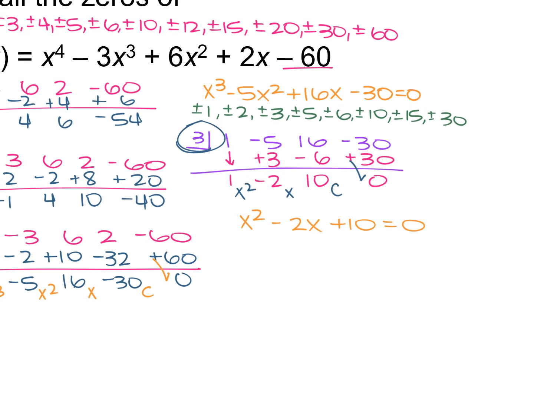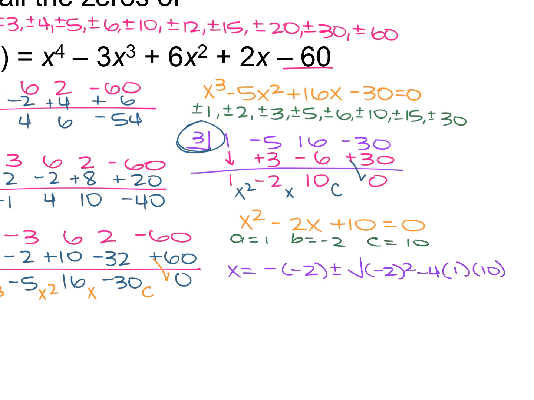Remember, your quadratic formula is x is equal to negative b plus or minus the square root of b squared minus 4 times a times c all over 2 times a. So in that case, your a is 1, b is negative 2, c is 10. So that's going to give us x is equal to the opposite of negative 2 plus or minus the square root of negative 2 squared minus 4 times 1 times 10 all over 2 times 1.